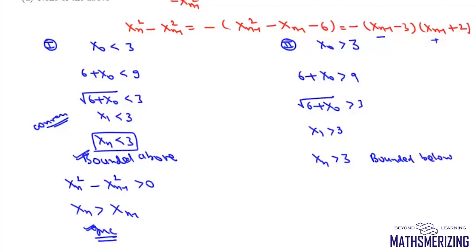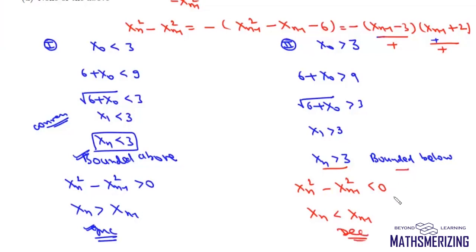Now if xn is greater than 3, then this expression will be positive, this is also positive, and here we have this minus sign. So we'll get xn square minus xn minus 1 square should be less than 0, that is xn should be less than xn minus 1. That means this sequence is now a decreasing sequence. So if the sequence is bounded below and monotonic decreasing, that means the sequence will converge. Now what about if x naught is 3?